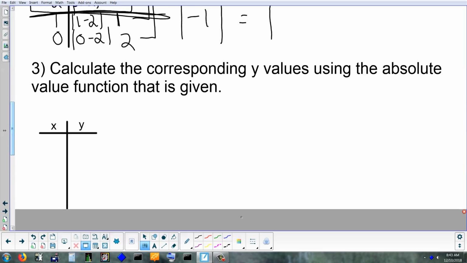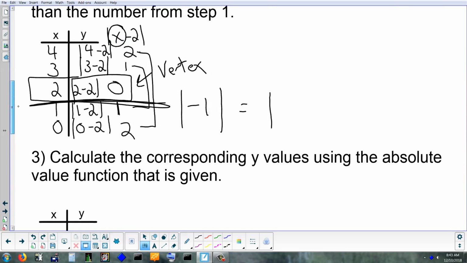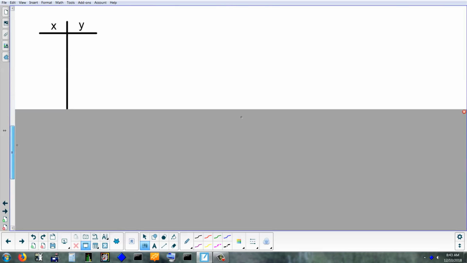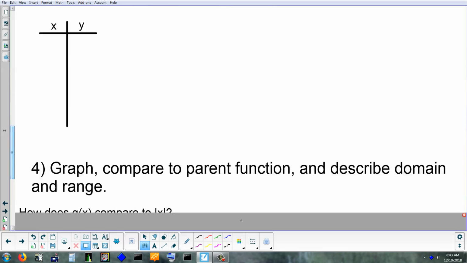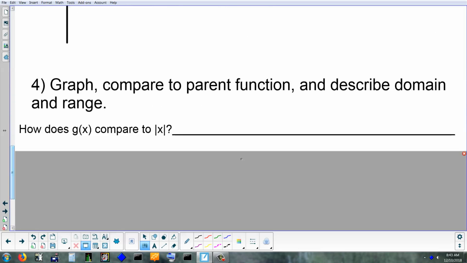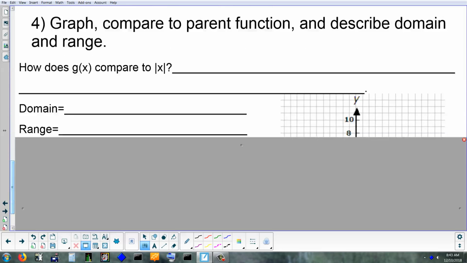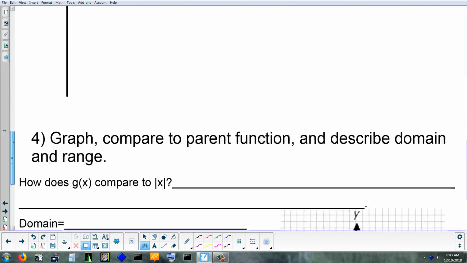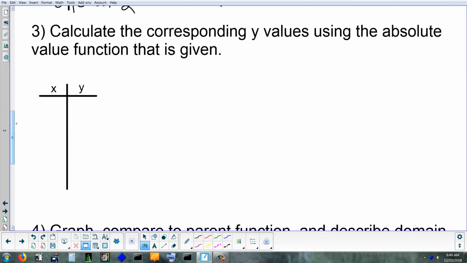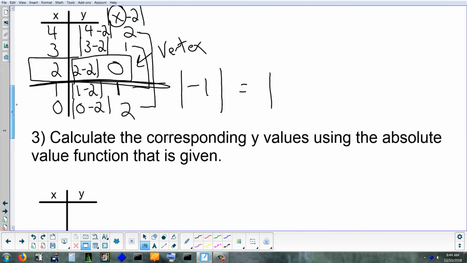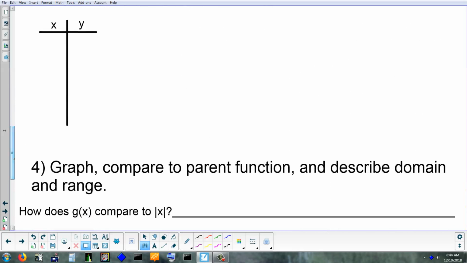So we just did that. I did step 3 in this part, so if this is blank, that's okay. Now, I have to graph it, right? I'm going to graph it, compare it, and describe the domain and range. I'm going to scroll up. I'm going to graph my vertex first. And give you guys a little more time, you have to write that step down. So graph it, compare to the parent function.